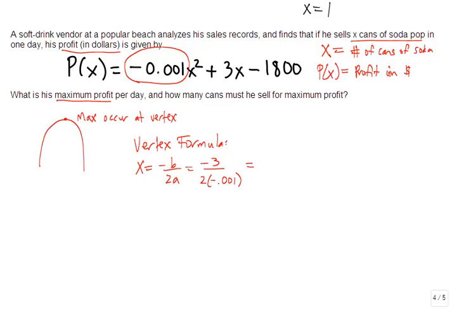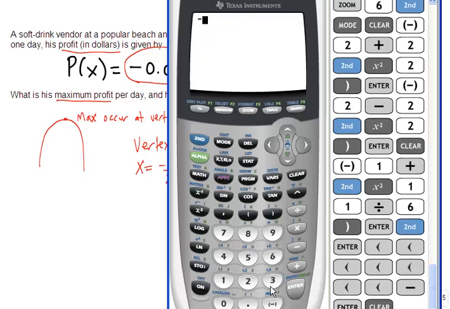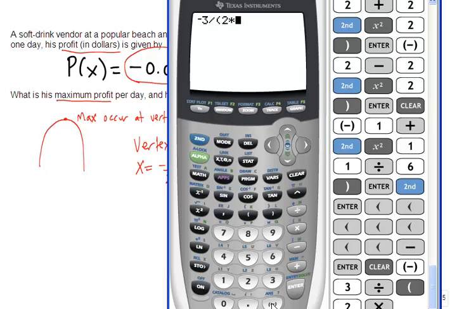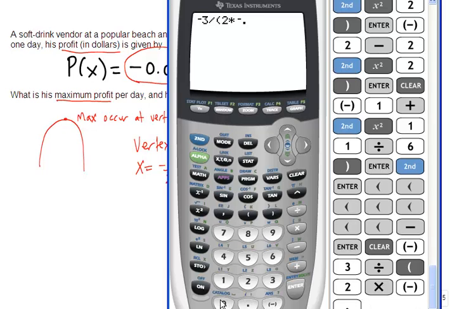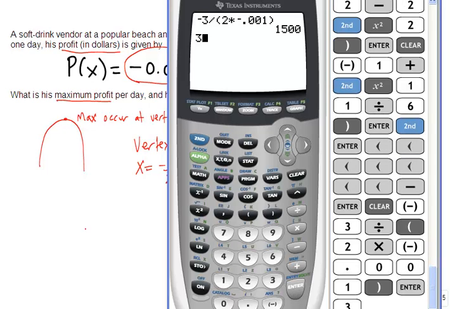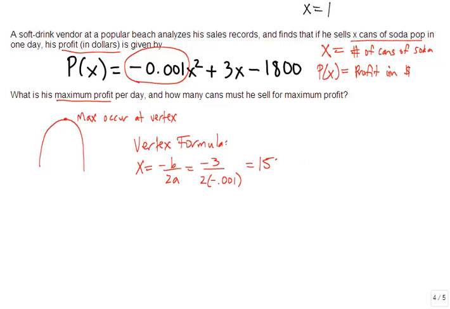We use my calculator here, and I want negative 3 divided by, now use parentheses here because you want to divide that negative 3 by both the 2 and the negative 0.001. Close the parentheses. So the x value is 1500. Now to find the y coordinate of your vertex, you're just going to plug in 1500 for both of these x's. So negative 0.001 times 1500 squared plus 3 times 1500 minus 1800.